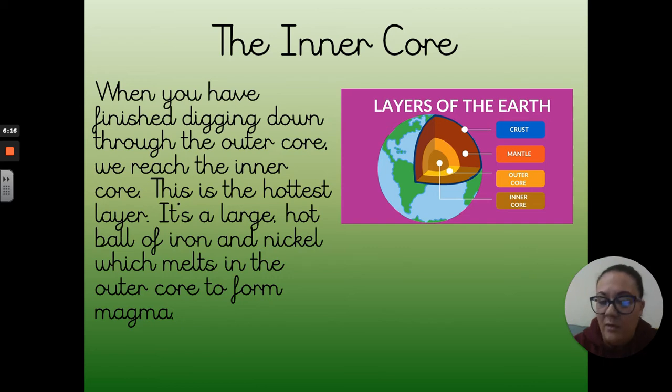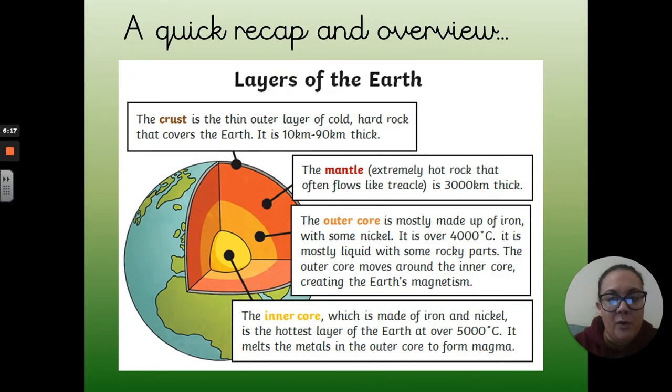So let's see if we can get a bit more information now. So this gives you a bit more detail here. So the crust, that very, very outer layer, it's a thin outer layer of cold, hard rock that covers the Earth. It's between 10 kilometres and 90 kilometres thick, so different thicknesses at various points covering the Earth. The next layer that we go on to was that really, really thick layer. It's extremely hot rock that often flows like treacle, so that tells you it's that magma state, and it's 3,000 kilometres thick. So you can see just from the numbers, it's much, much thicker than the crust was.